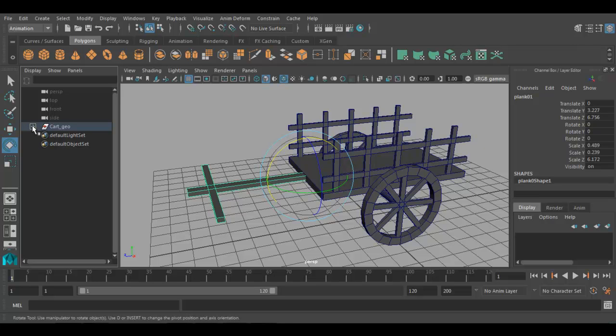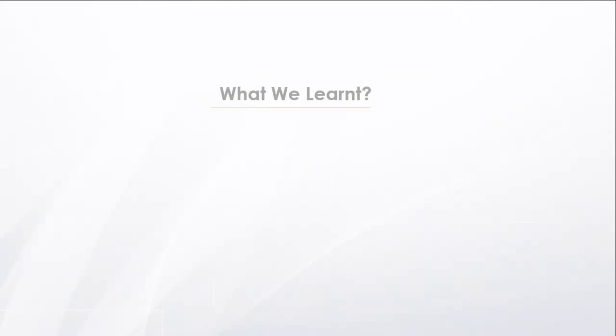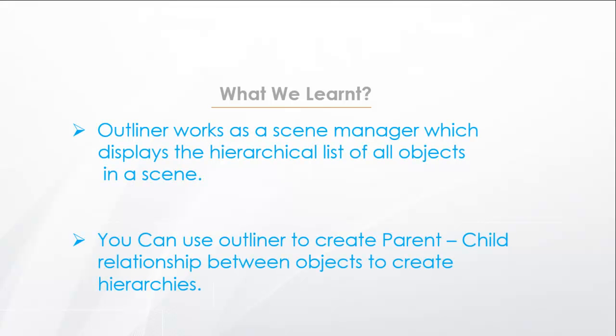So let us see what we have learned in the outliner window. What we learned in this video is that the outliner works as a scene manager which displays the hierarchical list of all objects in a scene. You can use the outliner to create parent-child relationships between objects to create hierarchies.